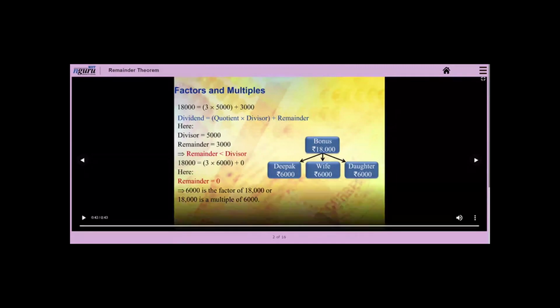When do you say it's a factor? When it is divided by that number, ma'am, and the remainder should be 0. When do we say it's a multiple? The bigger number is the multiple, the smaller number is the factor. 6,000 is the factor of 18,000. 18,000 is the multiple of 6,000. Correct? Yes, ma'am.